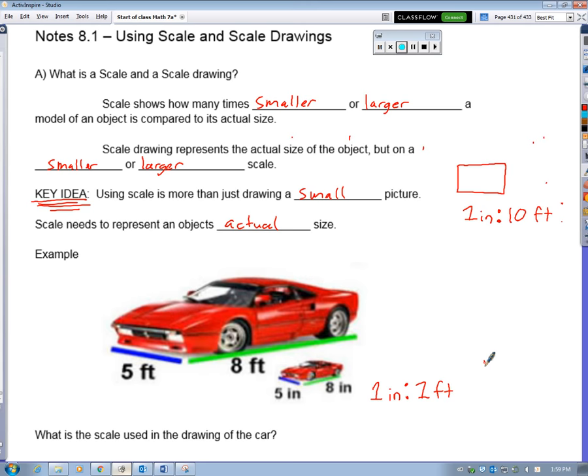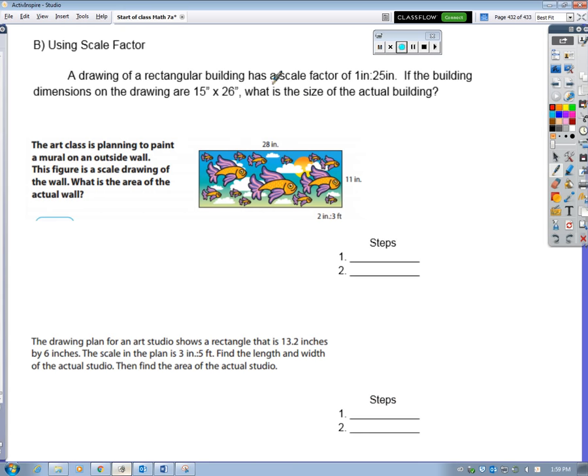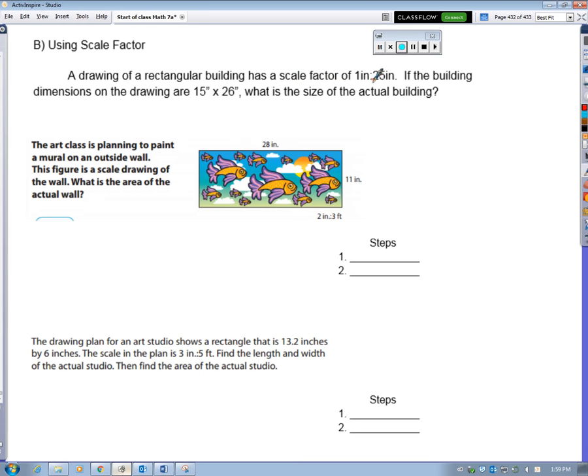Alright, let's get into actually using some scale models to answer some math questions that I'm going to give you guys. Here is our first one. A drawing of a rectangular building has a scale factor of 1 inch is equal to 25 inches. Okay, so the drawing is 1 inch. The actual building is going to be 25 inches. That's how much is represented. If the building dimensions on the drawing are 15 inches by 26 inches, what is the size of the actual building? Okay, we want to find out what the actual building size is if the picture is 15 inches by 26 inches.